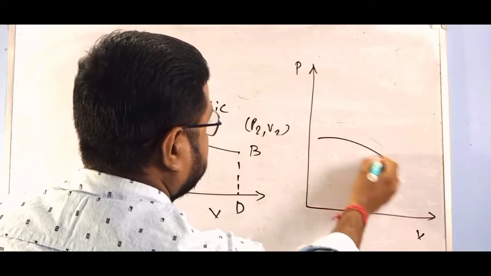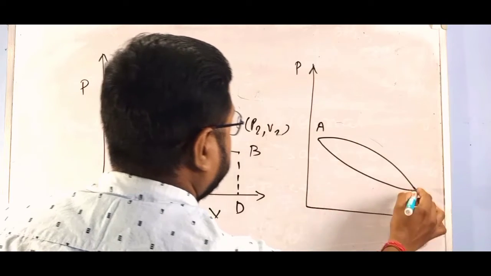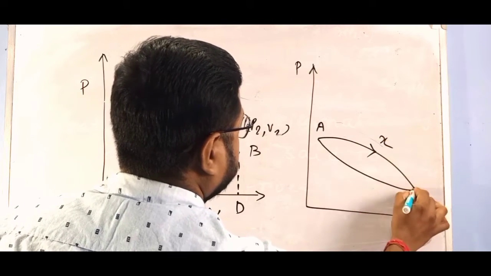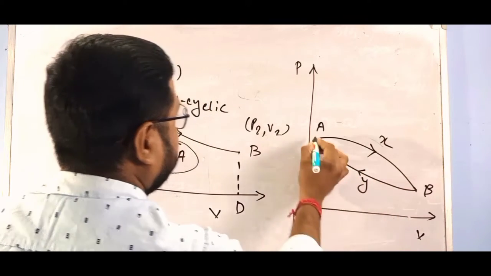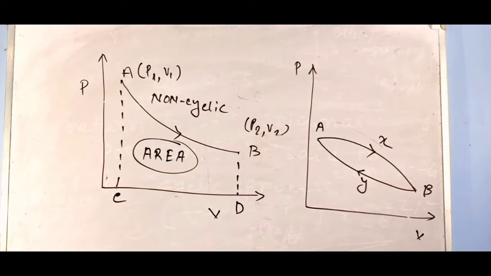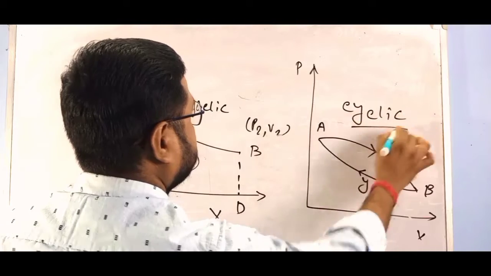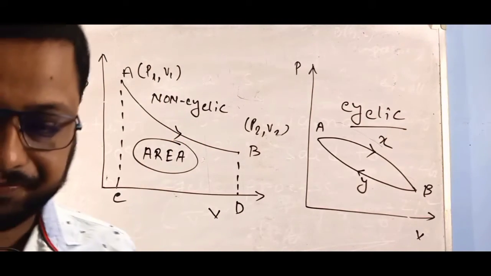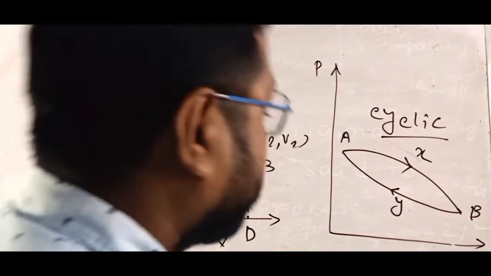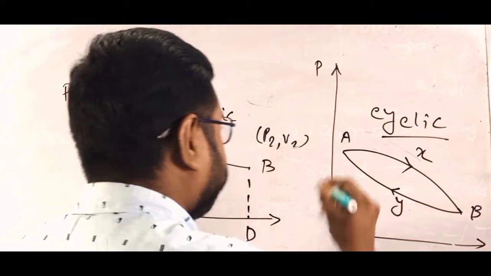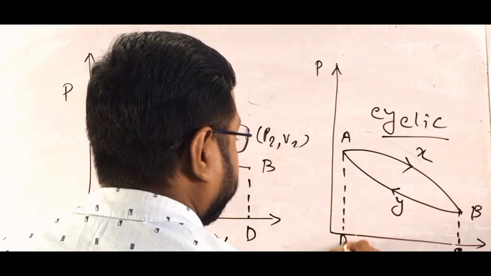But if the process is cyclic, suppose the process starts from point A and via point X it goes to B and it returns through Y to initial point A, then what will be the work done? And this is obviously a cyclic process. So this is cyclic process, and the work done is calculated if we draw two perpendiculars C and D.